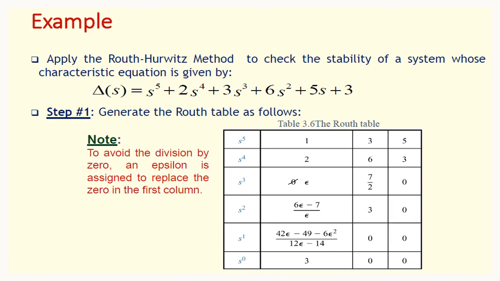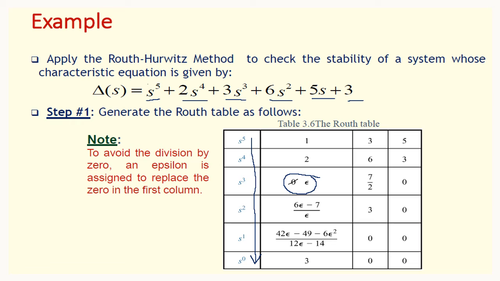Now let us consider a special case in which, when you are solving the Routh's array, one of the rows becomes 0. Then what to do? We cannot consider that the system is unstable. We need to modify the system in such a way that we are able to solve the problem. So in this example we have s to the power of 5 plus 2s to the power of 4, 3s cube, 6s square, 5s plus 3. So again I arranged all the powers in this order.